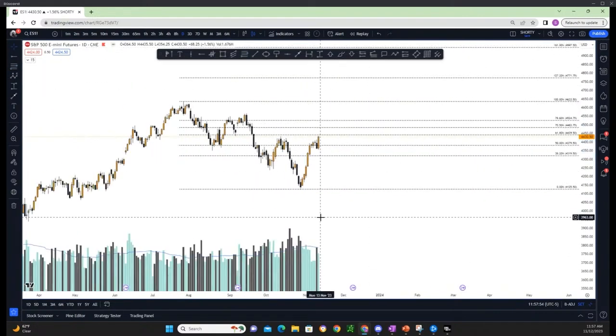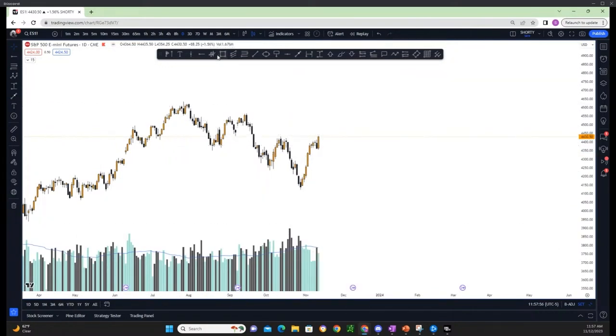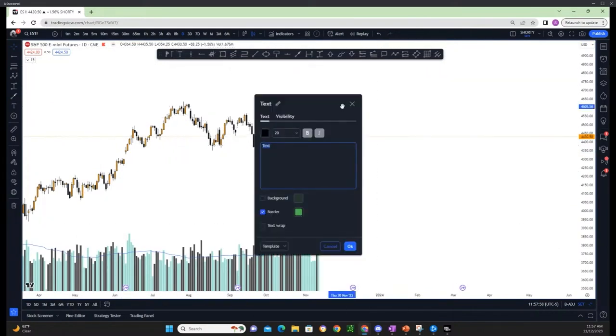Okay, so there's two scenarios. Let me make sure I write them out. For fib retracements, to find support, you grab low to high.